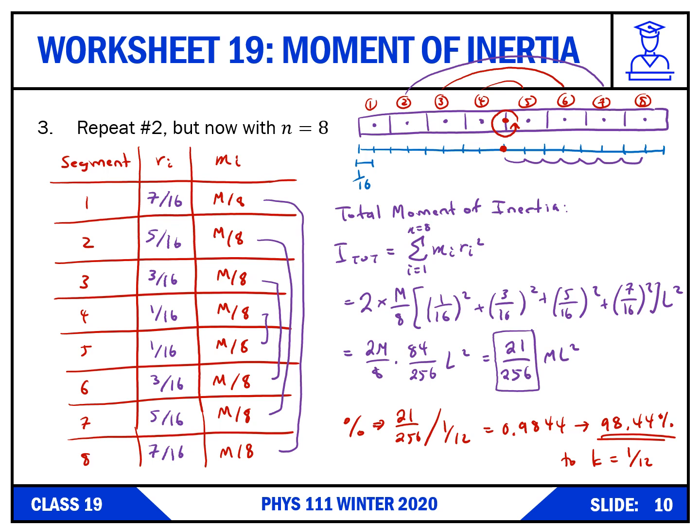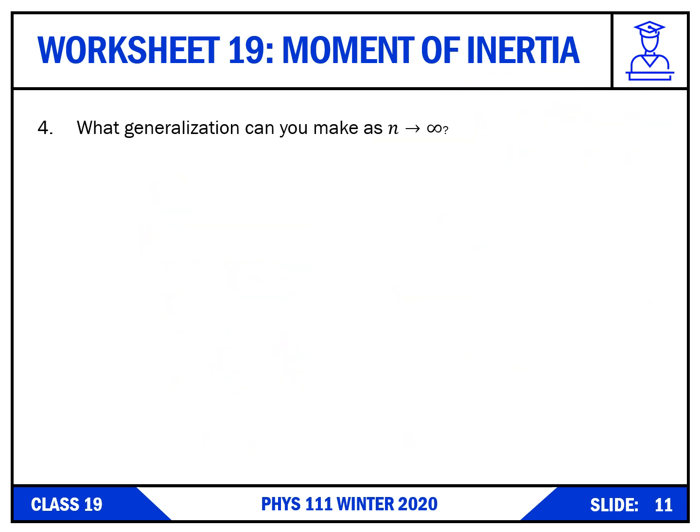Okay, so that basically goes through the entire first page of the 19th worksheet. Oops, I forgot a question. Number 4 says, what generalization can you make as n approaches infinity? So basically, if we continue chopping up the length into an infinite number of pieces, we can assume that as n approaches infinity, k is going to approach 1 over 12.